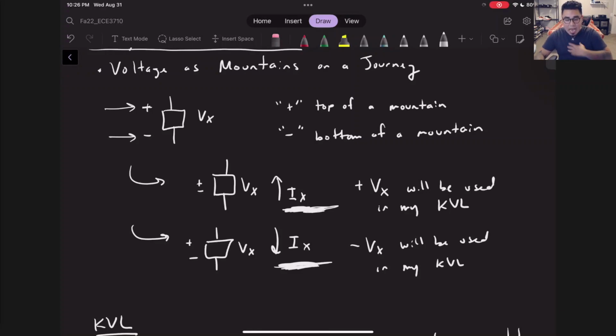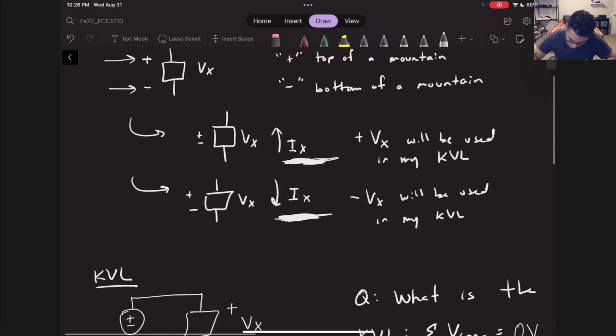So in our KVL equations from here on forth, the way I like to explain things, if you go up from bottom to the top of a voltage mountain, then it's positive Vx in the KVL equation. If you are going down or from positive to negative in a loop, then that is negative Vx in the KVL equation. Cool?